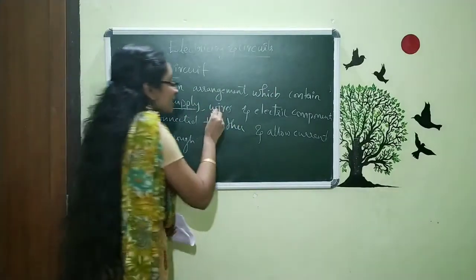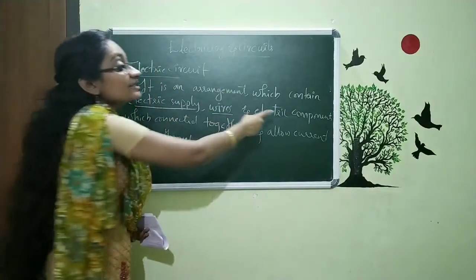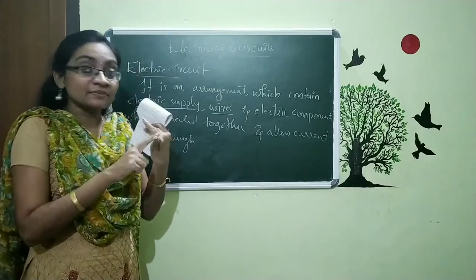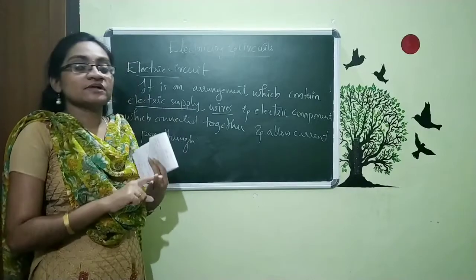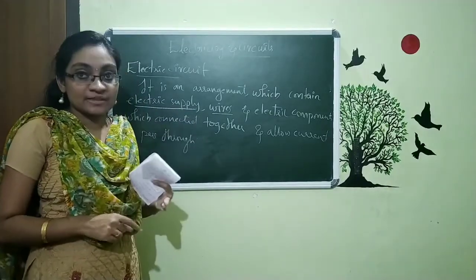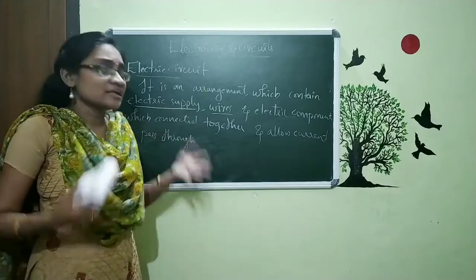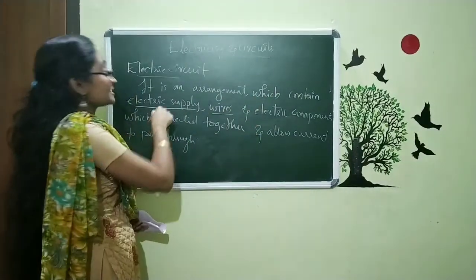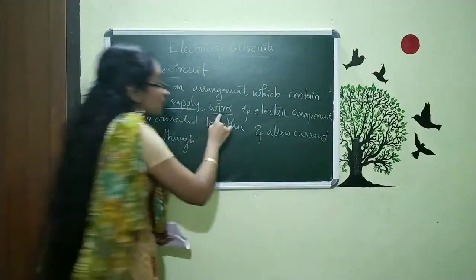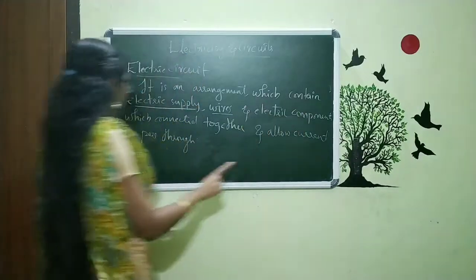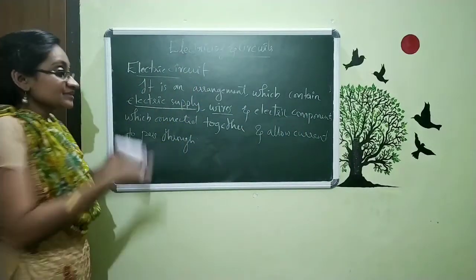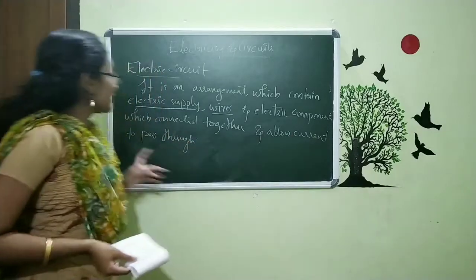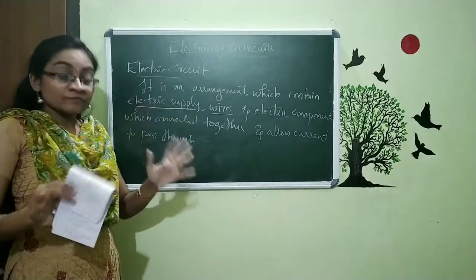Next, how can we connect this electric supply and the electric components? What is an electric component? A bulb is one electric component. A fan is one electric component. Television is another electric component. That means the electronic devices that work within the circuit. So we can say it is an arrangement which contains electric supply, our cell, wires and electric components which are connected together with the wires, and allow current to pass through. That means within the circuit the current can pass through.